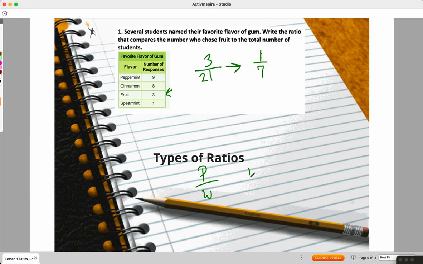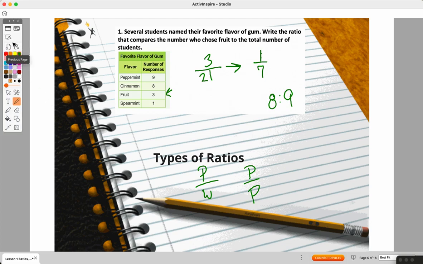But you can also have a part-to-part relationship, okay? Where, instead of saying 3 kids out of everybody likes it, I could say 8 kids like cinnamon, 9 kids like peppermint. It's not a part to whole because that's not every student in the class. It's saying 8 kids prefer this, 9 kids prefer this. Two ideas. It just gives you a relationship between 2 different items, whether it could be pepperoni and cheese pizza. What's the ratio that helps you figure out, okay, I need more pepperoni, more cheese, depending on what your ratio looks like. Okay, you don't need to know the whole thing, you just need to see the relationships.